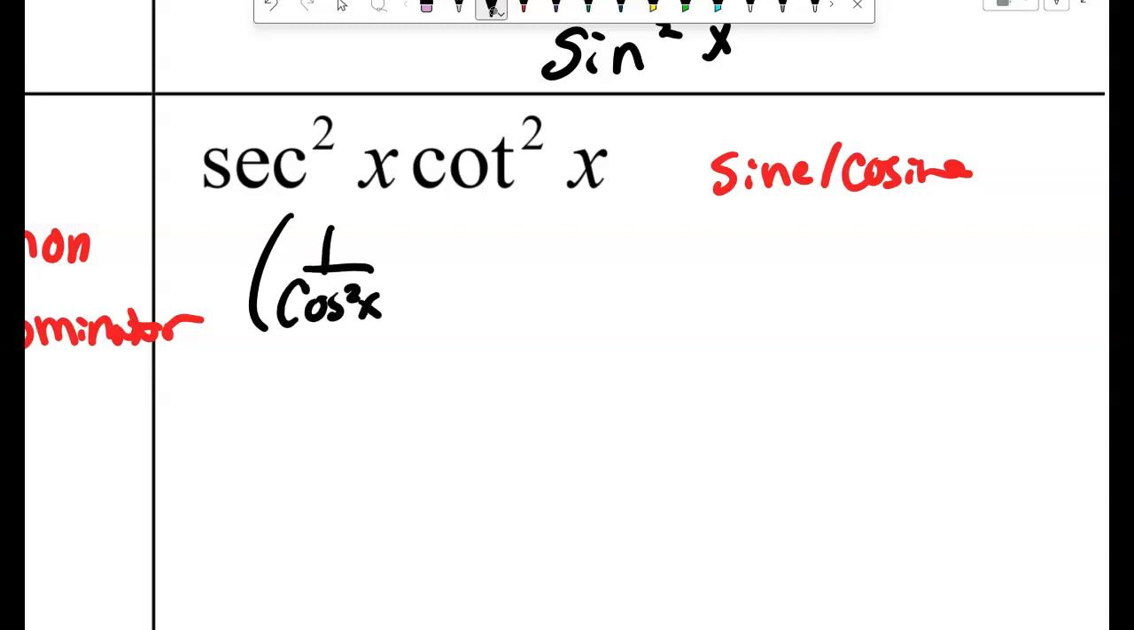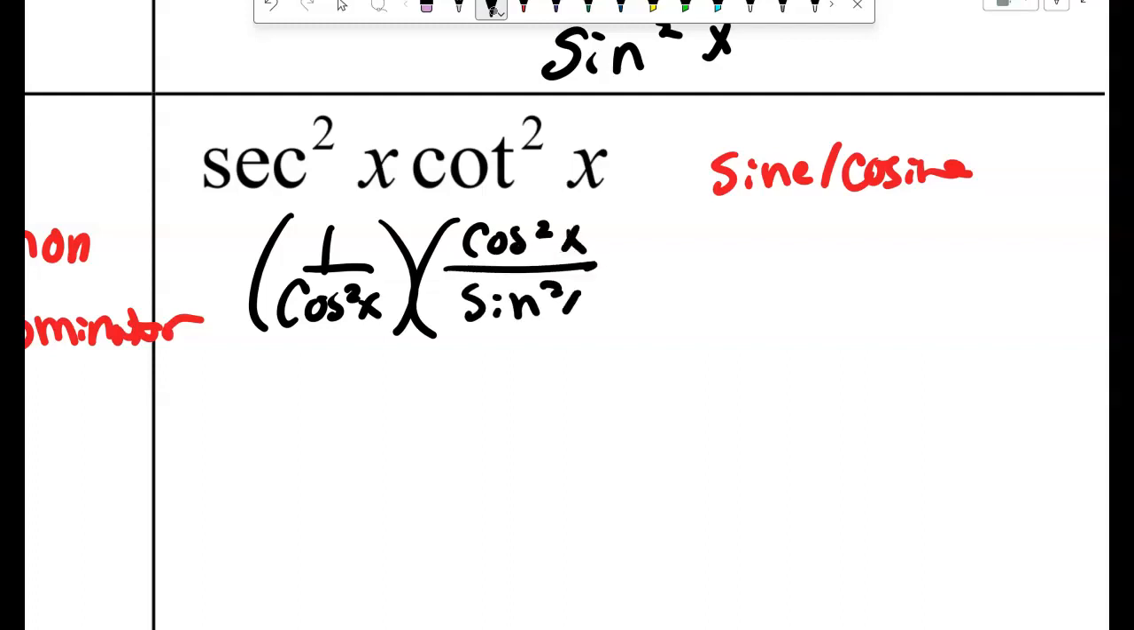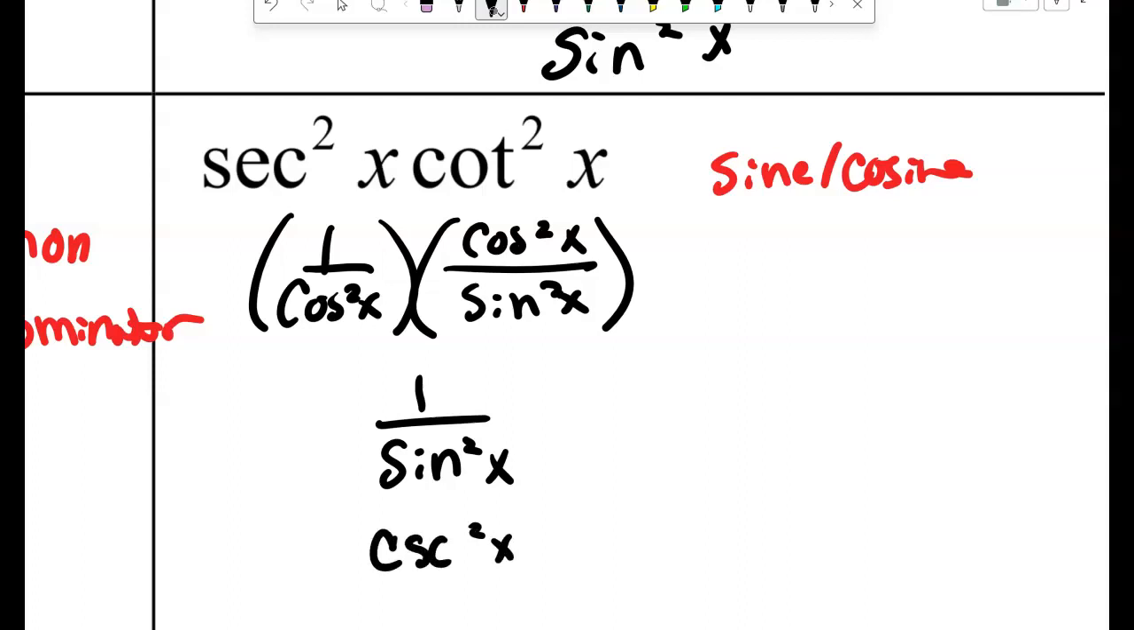I go my cosine squared x, and then I would totally have cosine squared x over sine squared x. Guys, what does that simplify down to? Yeah, 1 over sine squared x. Okay, keep going, just out of curiosity. What do you get? Yeah, cosecant squared x. If that's what they wanted us to find. All right, my friends? Not too bad.